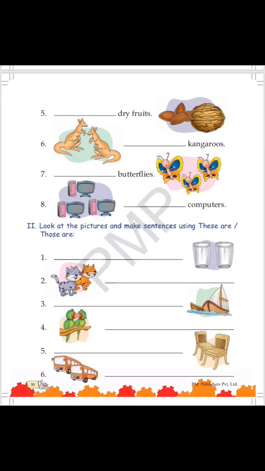Second question. Look at the pictures and make sentences using these and those. Pictures को देखना है, फिर pictures को देख के you have to frame the sentences. आपको sentences बनाना है using these and those. So in the first line, what do you see? The picture of glass. So what will you write?